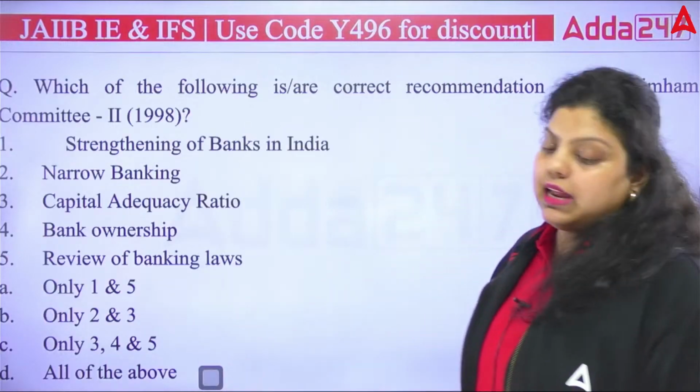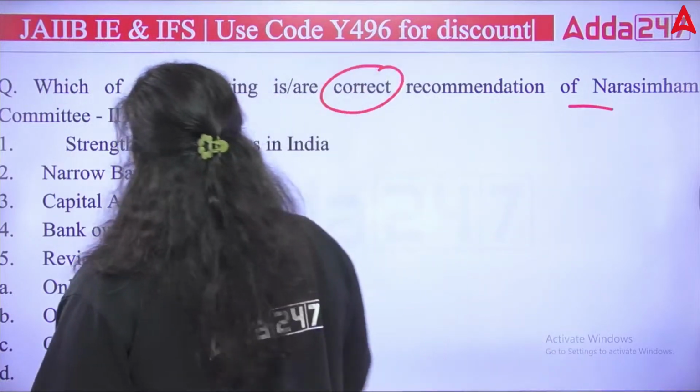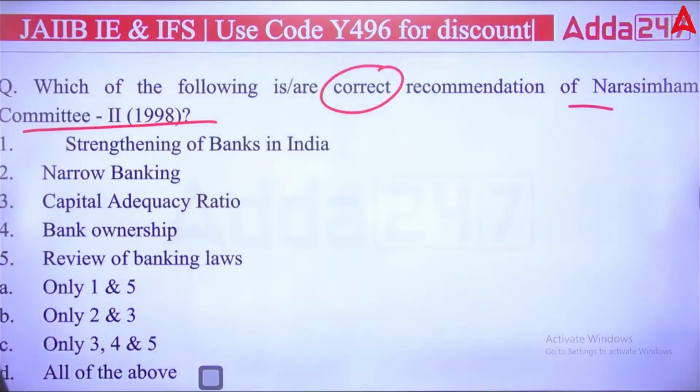Next question we have is from 1998. It is talking about which of the following is the correct recommendation of the Narasimham Committee 2 that was introduced in 1998. The Narasimham Committee 1 and Narasimham Committee 2, they both are what? They both are financial sector reforms related committees. So first is saying strengthening of banks in India, narrow banking, capital adequacy ratio, bank ownership, review of banking laws. Out of these 5, which of the following is actually a correct recommendation of your Narasimham Committee? Let me know.